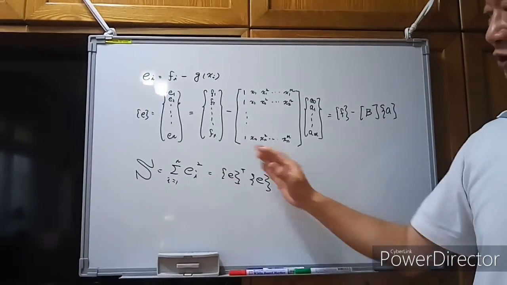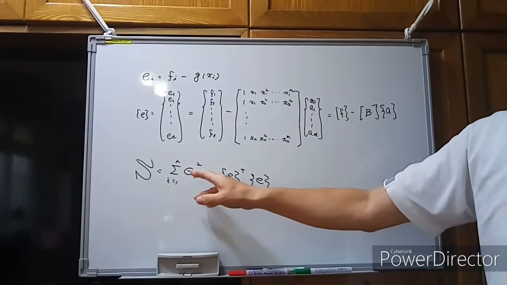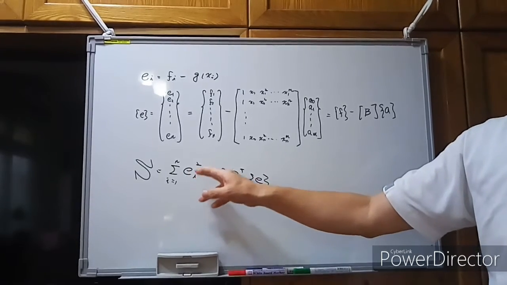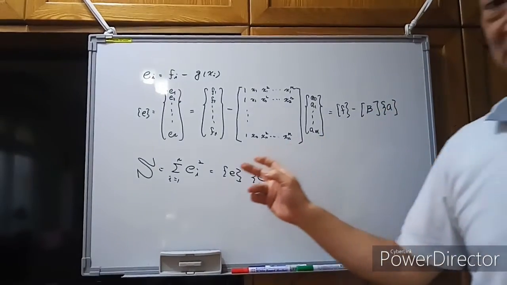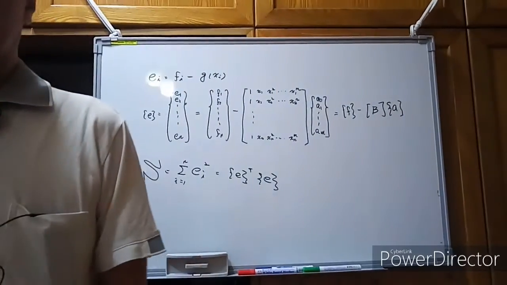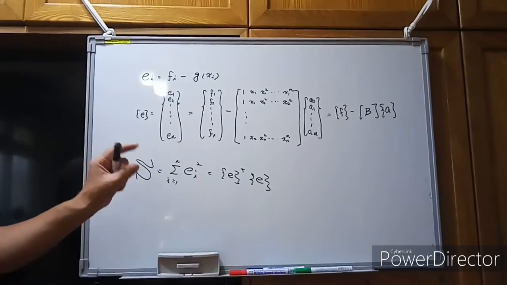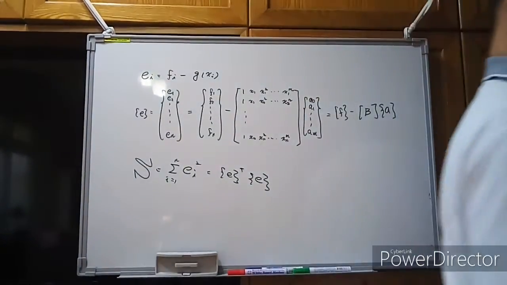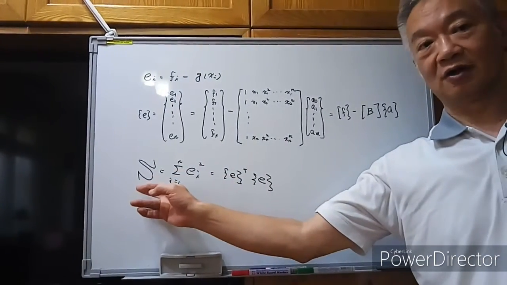Okay, so if we multiply these two matrices together, then you will get the same result, which is E1 squared plus E2 squared until the last term, En squared. So we can use E transpose times E vector to get the capital S. That's the matrix form of the definition of the capital S.